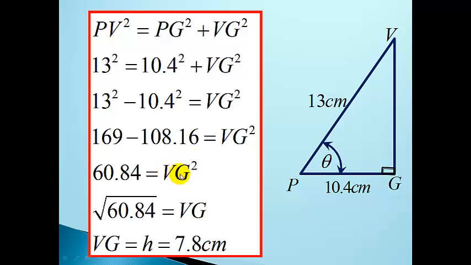Now how do you find VG? Take note that the distance from V to G is the same as the height of the pyramid. So finding VG, we need to take the square root of both sides. When we take the square root of VG squared, we have VG. And when we take the square root of 60.84, we have 7.8 centimeters. So the distance from V to G, that is the height of the pyramid, is equal to 7.8 centimeters.